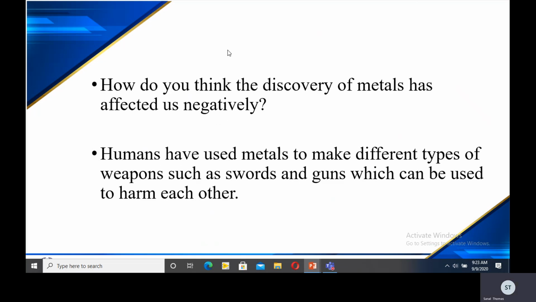Now, how do you think the discovery of metals has affected us negatively? Yes, humans have used metals to make different types of weapons, such as swords and guns, which can be used to harm each other. So in that way, the discovery of metals has affected us negatively, but it has some other uses as well, right?